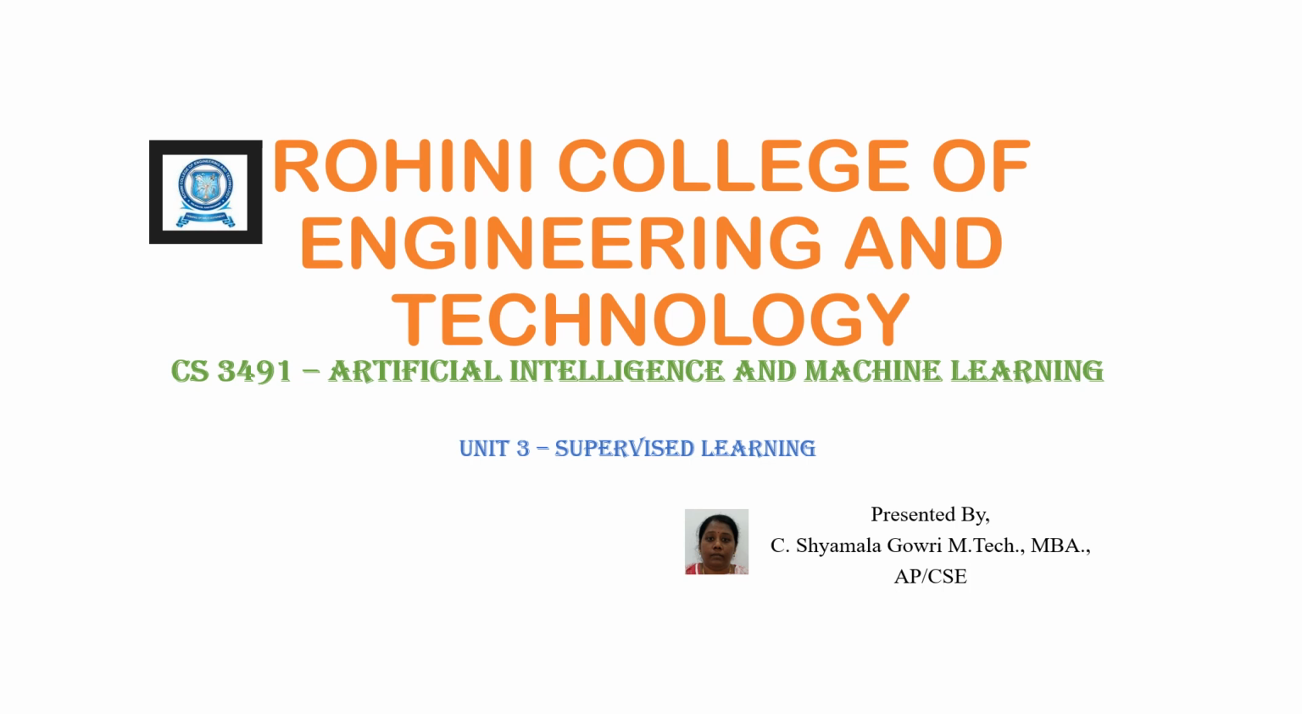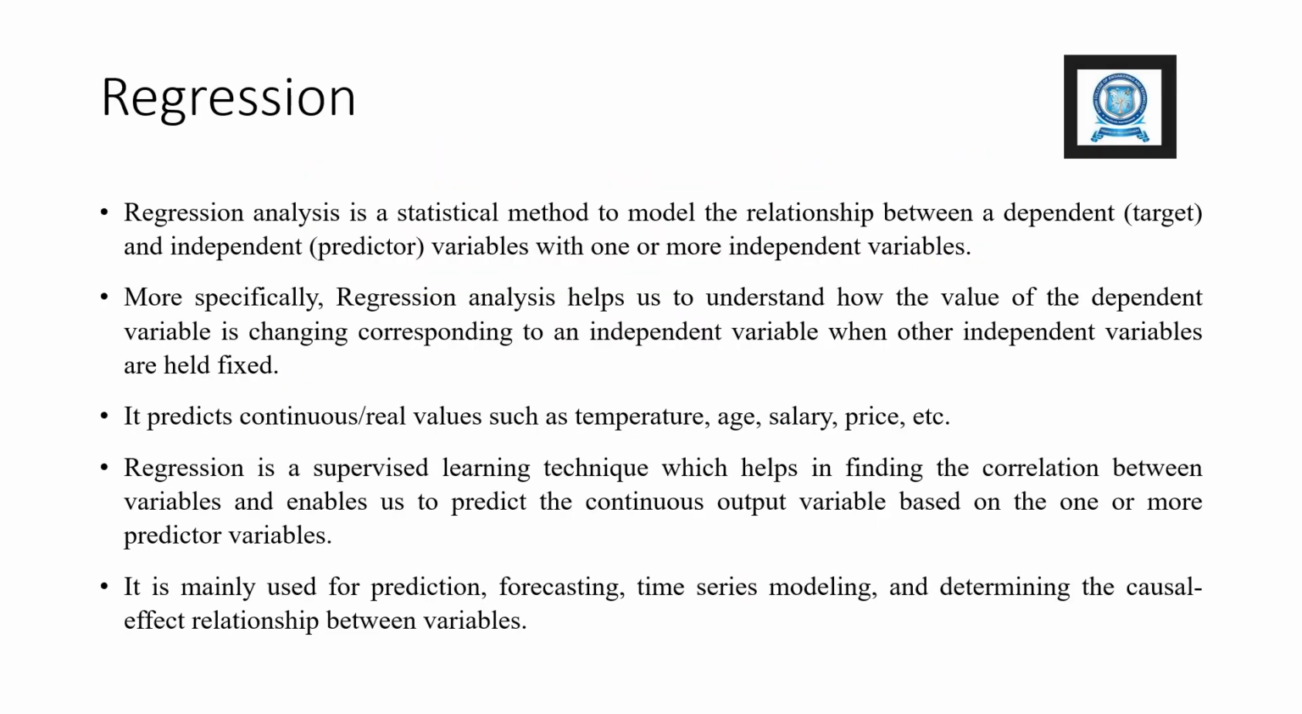Unit 3 Supervised Learning. In this presentation, I'm going to explain about regression. Regression analysis is a statistical method to model the relationship between a dependent target and independent predictor variables with one or more independent variables. More specifically, regression analysis helps us to understand how the value of the dependent variable is changing corresponding to an independent variable when other independent variables are held fixed.